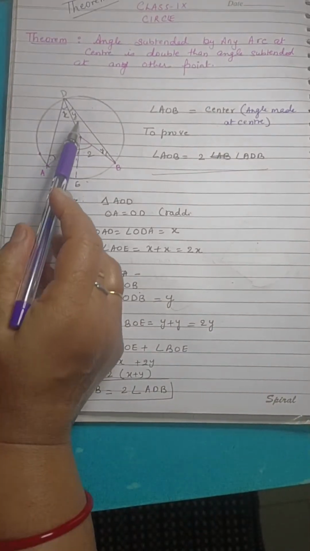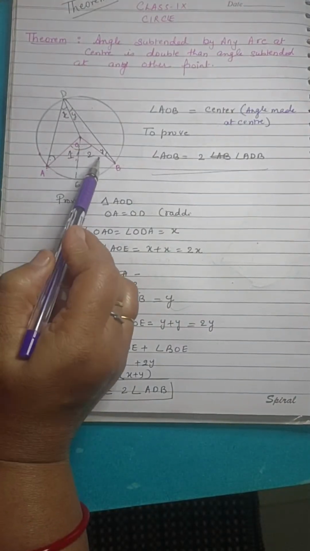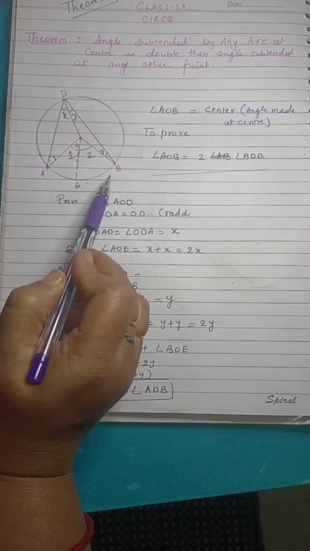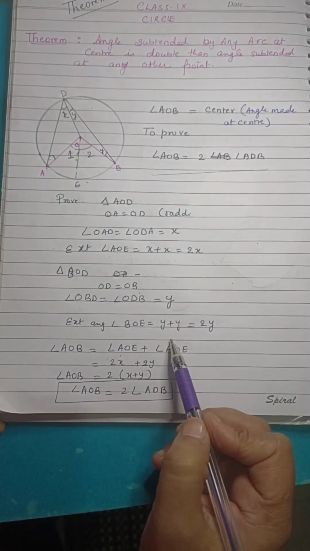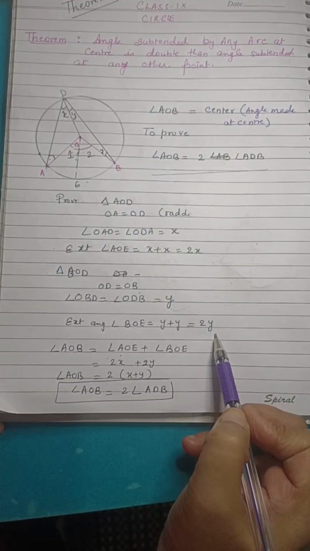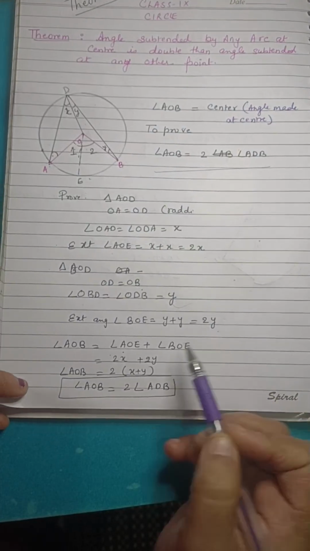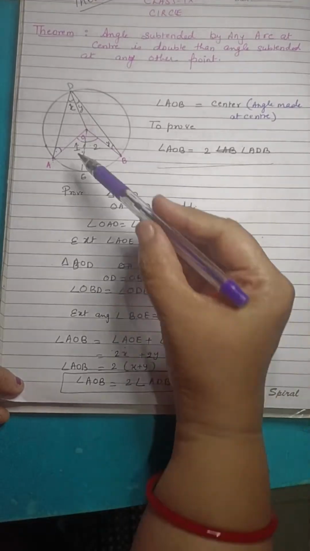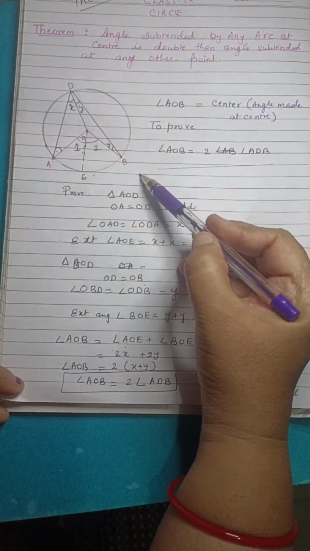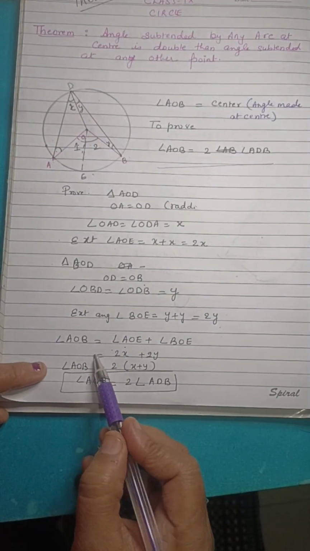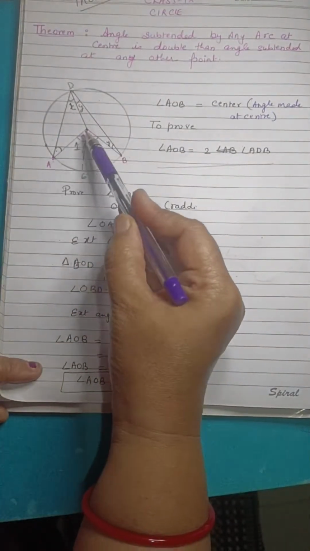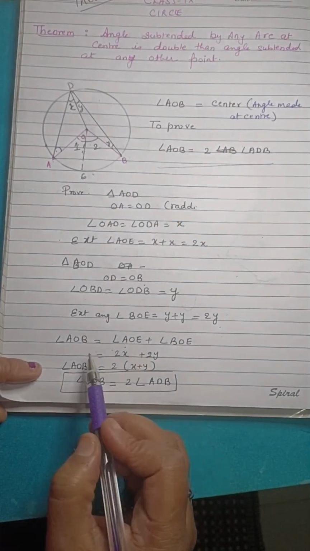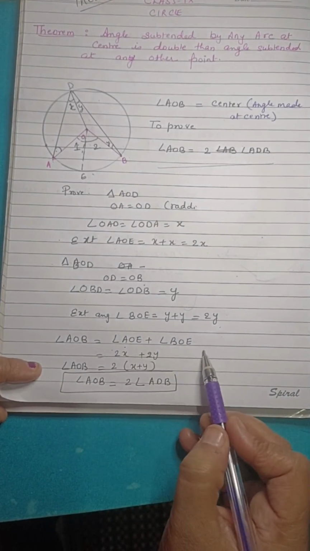Now for this triangle, BOE is the exterior angle, right? So angle BOE equals y plus y by the exterior angle sum property. So angle BOE we will get 2y. Now we need to find out this angle AOB. So angle AOB will be the sum of angle AOE and BOE. So we will write angle AOE plus BOE.